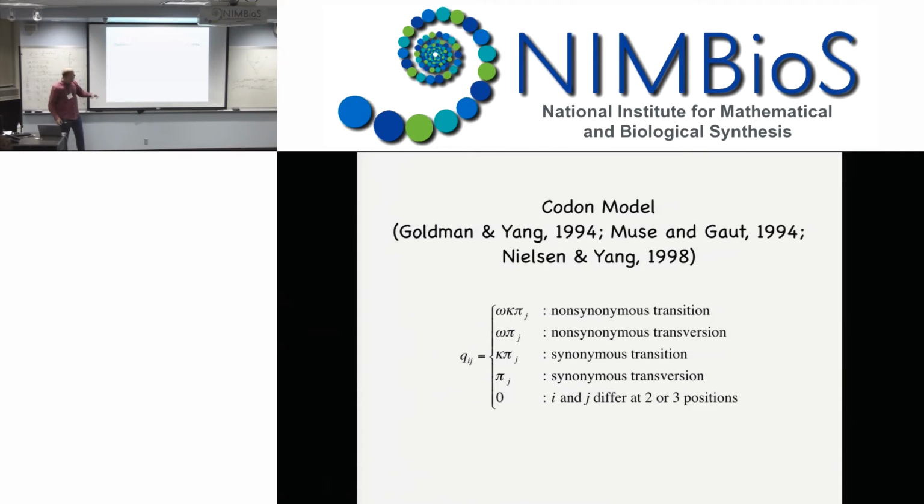Clear? So if the single change is synonymous and a transversion, then it's pi j. If it's a synonymous transition, kappa pi j, just like the transition-transversion rate ratio we had earlier. If it's a non-synonymous transversion, you have this new parameter omega, which is the non-synonymous synonymous rate ratio. Okay? And if it's a non-synonymous transition, it's omega kappa pi j. So that's how they model it. So you have this new parameter which you can estimate, which is the non-synonymous synonymous rate ratio.